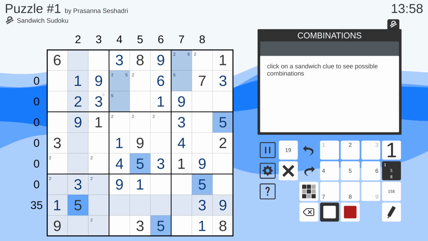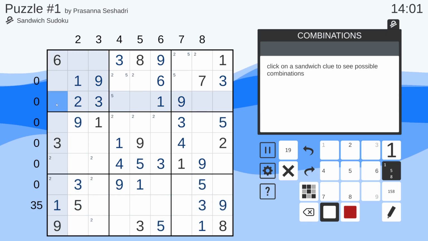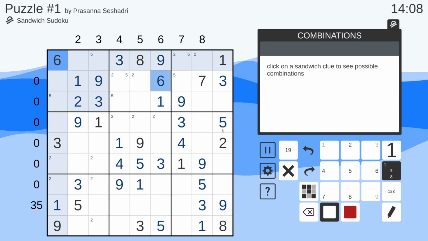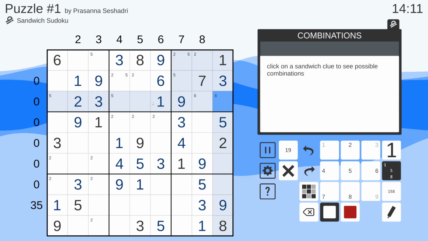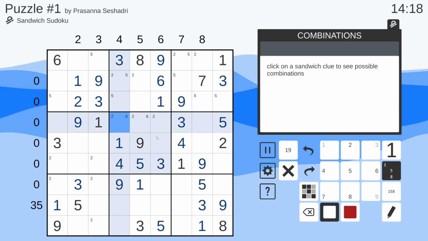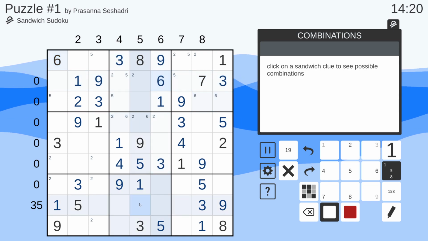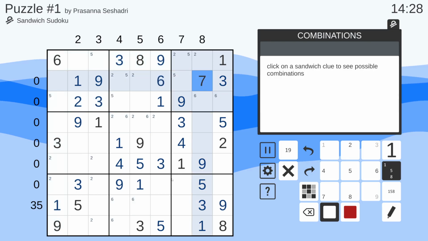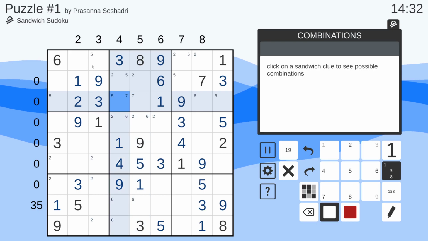And then what about this box? It can be here or here. That doesn't seem to be forced yet, annoyingly. 6 is in that row. 6 is one of these. One of these. I don't know if that's worth marking. 7. 7 is relegated down here.